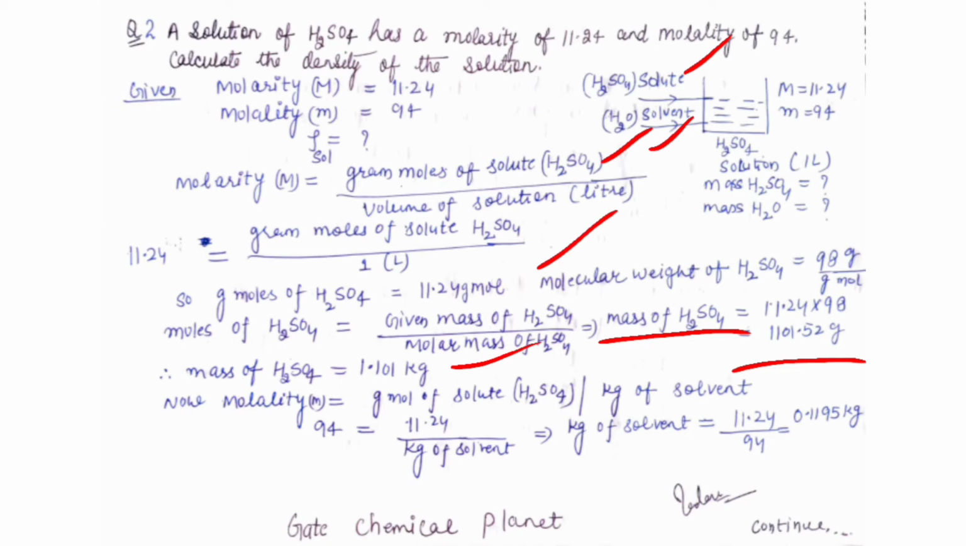Now with the help of molality we can find out the value of kilograms of solvent, or the mass of solvent. Molality equals the gram moles of solute divided by the kilograms of solvent. We have already calculated the value of gram moles of solute, which is equal to 11.24, and by putting all these values we will have the kilograms of solvent, which equals 0.1195 kilograms. In this way we have calculated the mass of solute and the mass of solvent.